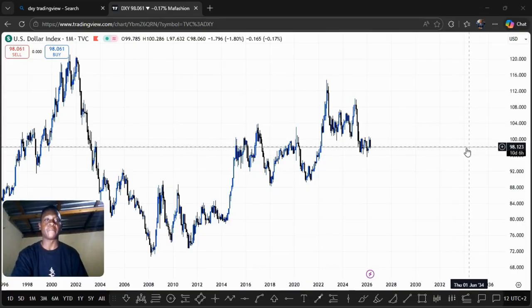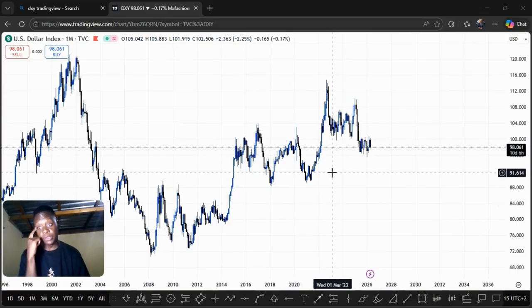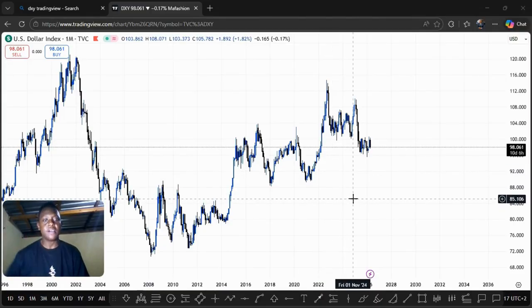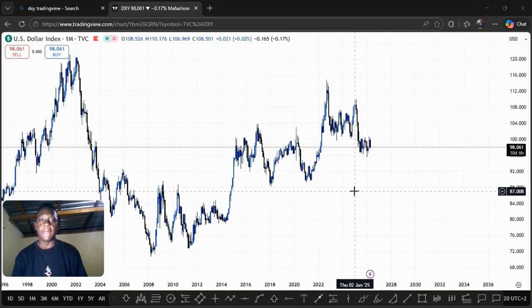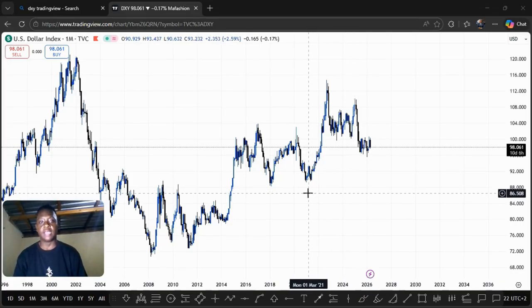So today, guys, we're going to do a DXY analysis from the monthly time frame, and we'll take it back to the daily time frame.